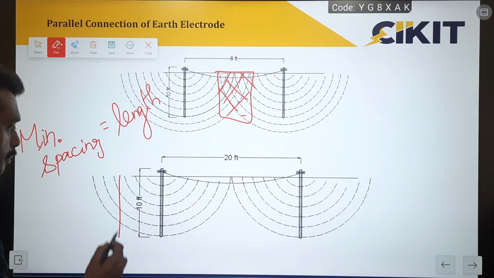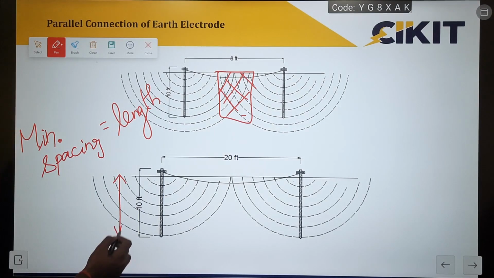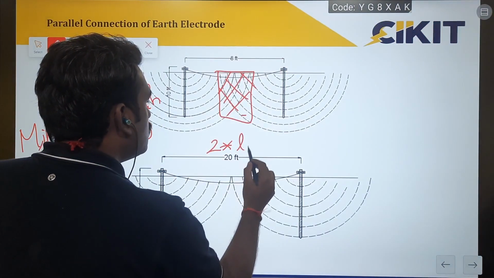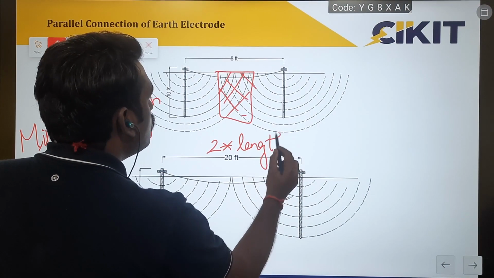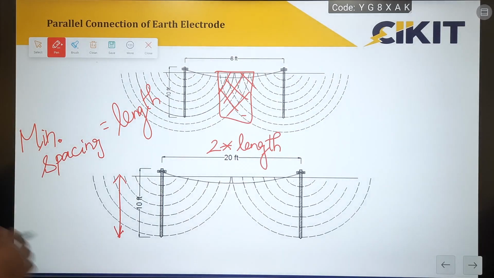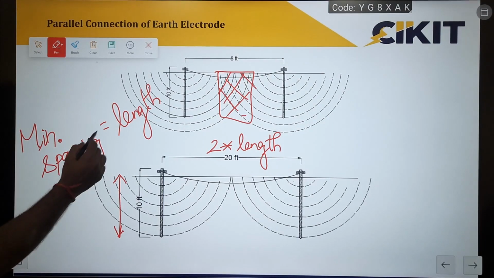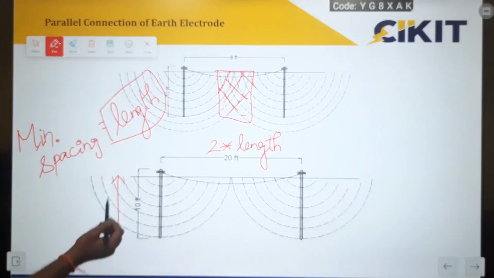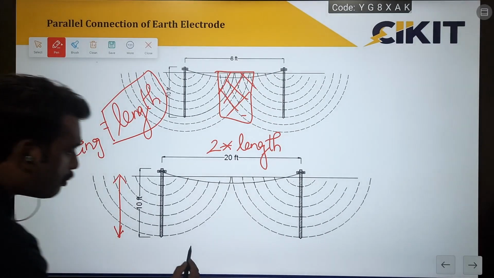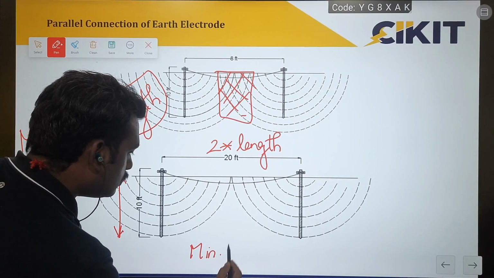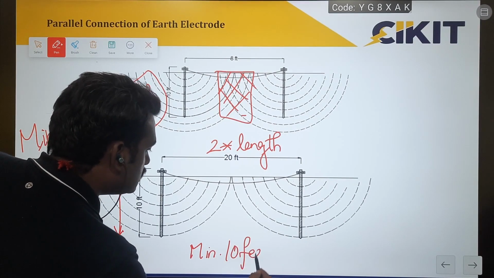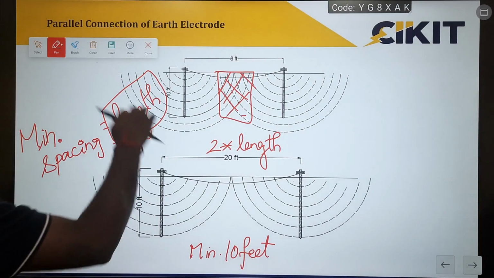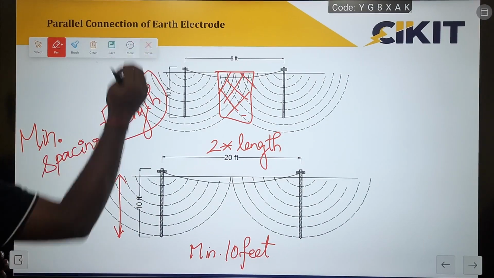If you take this as an example, here the length of the electrode is 10 feet, so we can go up to twice the length. But nowadays we don't have that much spacing. Many people normally go for the minimum requirement, where the minimum spacing should be equal to the length. So the distance between these two electrodes should be a minimum of 10 feet. This is the minimum requirement, because based on the spacing, the earth electrode resistance value will be varying.